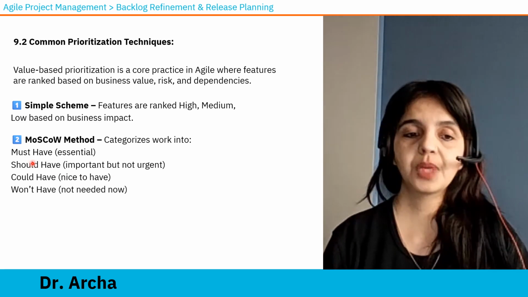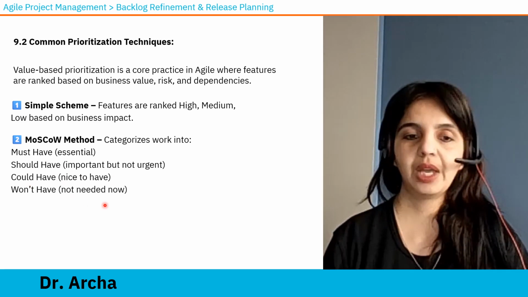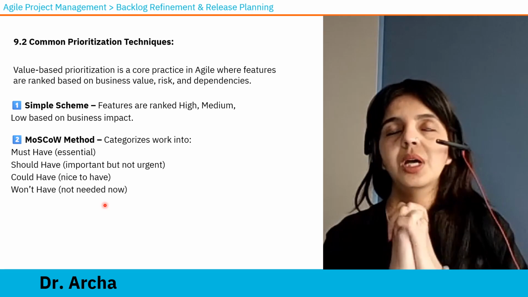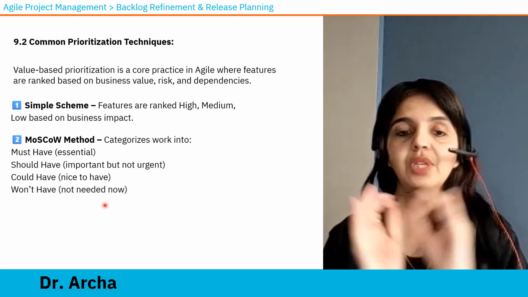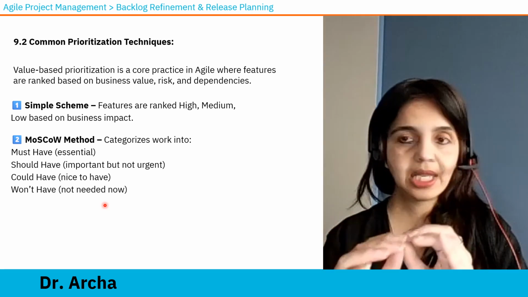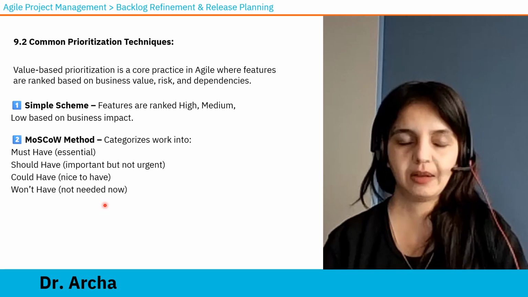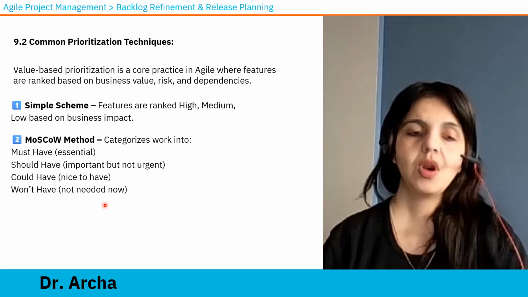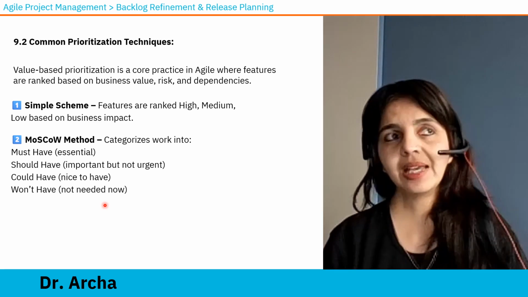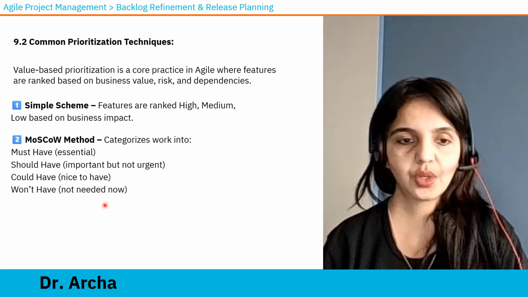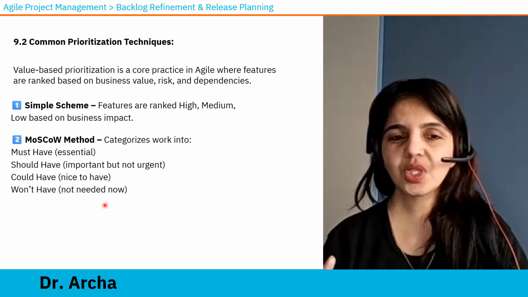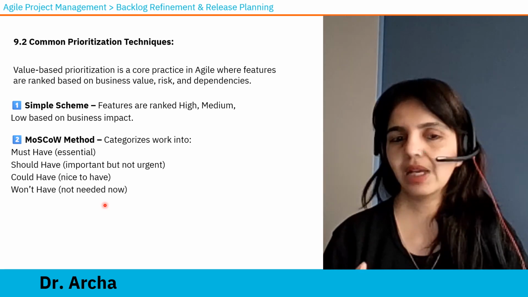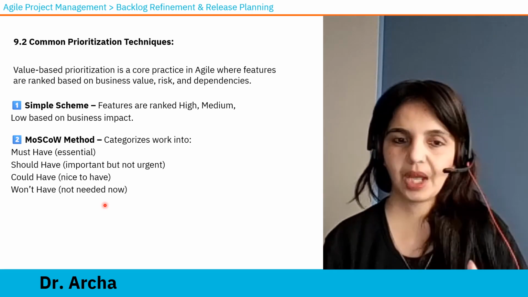MoSCoW stands for must have, should have, could have, won't have. So you will look at all the product backlog items and you will categorize them. Okay, this is essential. This feature needs to be there. That will be must have. This should be there but not urgent. That will be should have. Could have is something which is nice to have, but if it is not there, there won't be such a big issue, so we can deprioritize it.